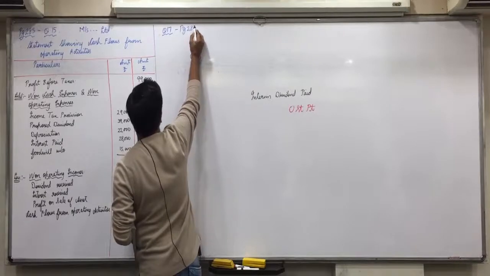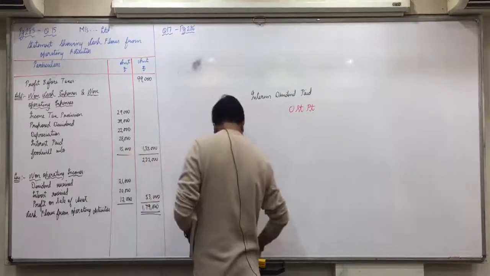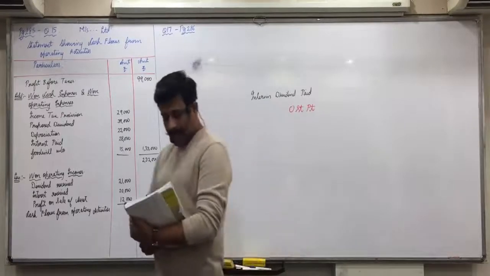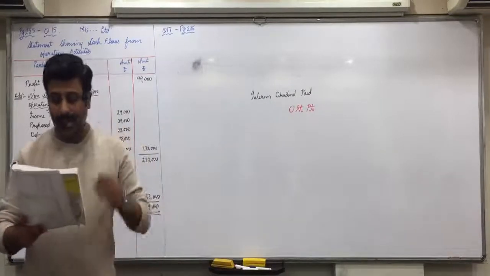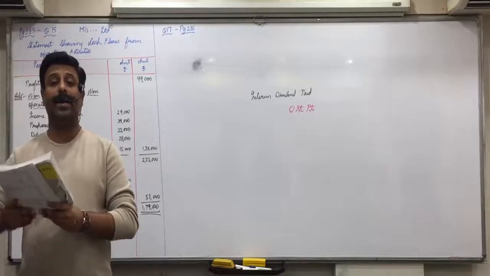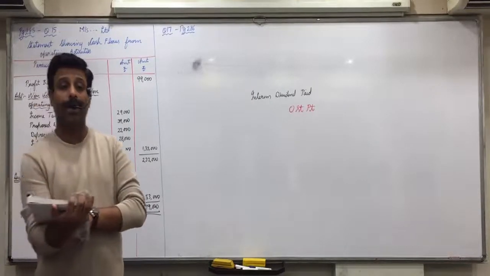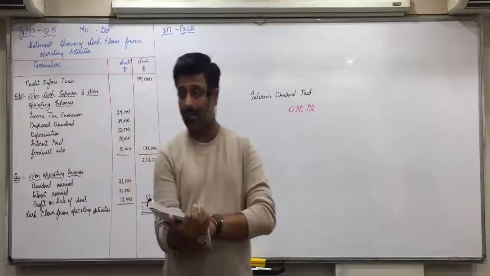Page 286. From the following information, calculate cash flows from operating activities. Listen and understand the markings carefully. Next question onwards, I'll be asking it to you, so understand it properly.